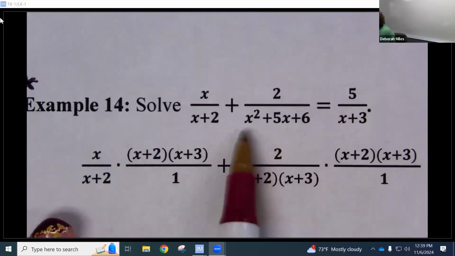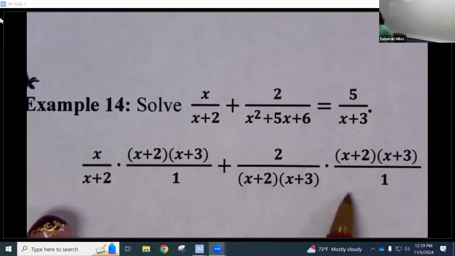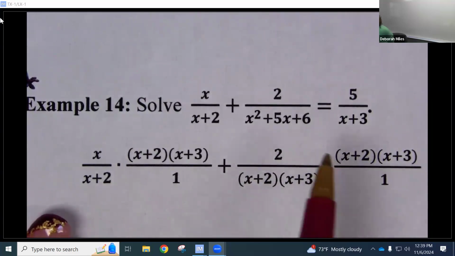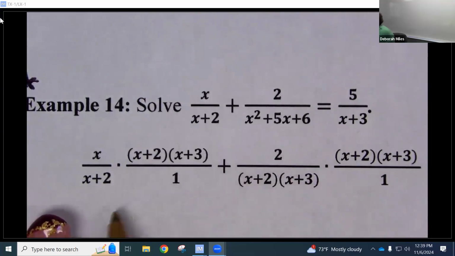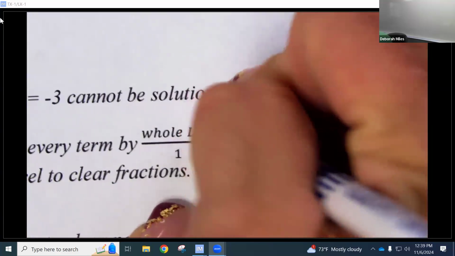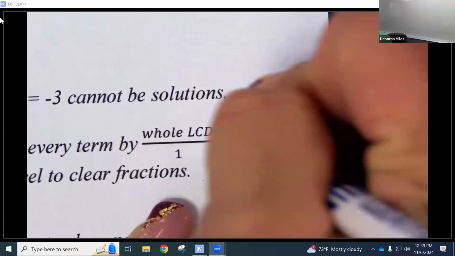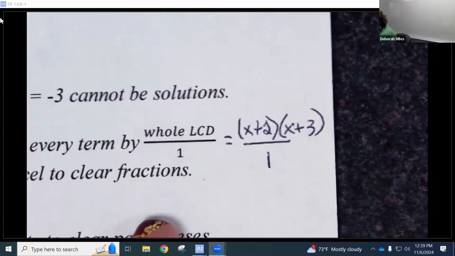I factored the only expression that will factor into x plus 2 times x plus 3. So what's the LCD? It has to have the x plus 2 and the x plus 3. And I'm gonna write that right here. x plus 2 times x plus 3 over 1 is the LCD.